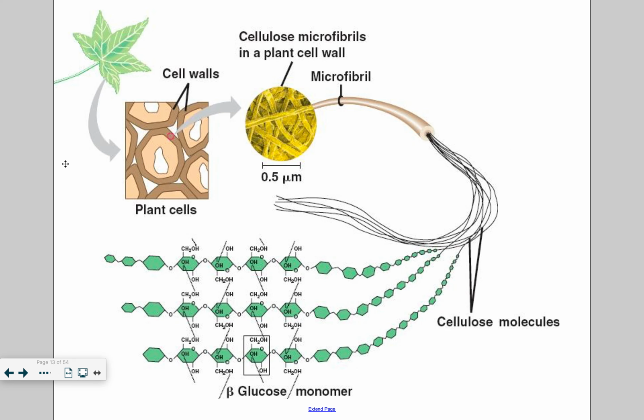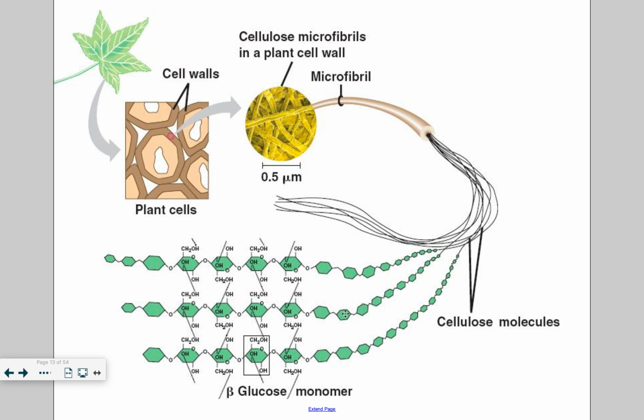So here's a picture of a leaf, and if we zoom in, we can see that it's made up of plant cells that have cell walls. And we zoom in on that cell wall, and you can see these cellulose microfibrils crisscrossing each other. And if we just pull out one of those microfibrils, we'll see that it's made up of strands of cellulose molecules. And these cellulose molecules are made up of chains of glucose.